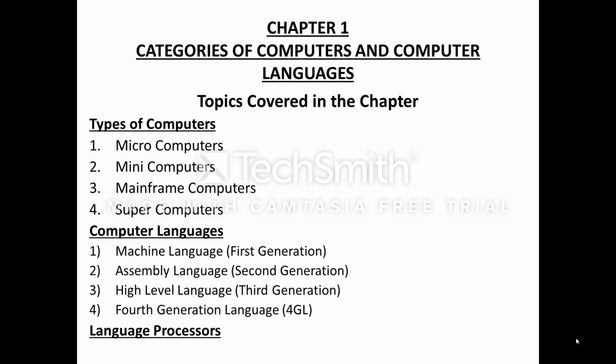Okay, let's start. The first chapter that we'll study today is chapter number 1, categories of computer and computer languages. The topics that we'll cover in this chapter are types of computers. First one is microcomputers, second one minicomputers, third one mainframe, and the fourth one is supercomputers. Then computer languages. First one machine language, second assembly language, third one high level language, and the fourth one is fourth generation language. And the last topic that we'll see is the language processors.